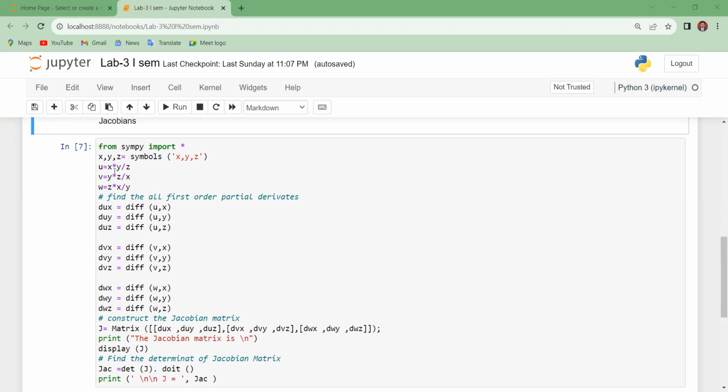u is equal to x star y by z, stored in u. y star z by x stored in v. z star x by y stored in w. After writing the problem in program lines, find all the first order partial derivatives. Differentiate u with respect to x, diff u comma x stored in dux. Differentiate u with respect to y, diff u comma y stored in duy. Differentiate u with respect to z, diff u comma z stored in duz.